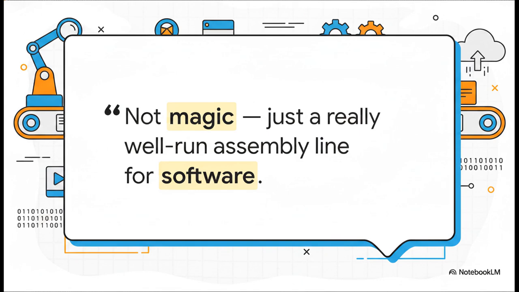I absolutely love this quote from our source material because it really grounds the whole concept and proves that this is truly not magic. Not magic, just a really well-run assembly line for software. So when you see CI/CD plastered all over a job posting, they aren't asking if you know some sort of dark developer magic. They're simply asking if you understand how to work within a modern, well-run, automated environment. They just want to know that you can write code that gets checked by the automatic inspector and seamlessly shipped out the door. It's highly efficient, it's deeply practical, and honestly, it is completely demystified.